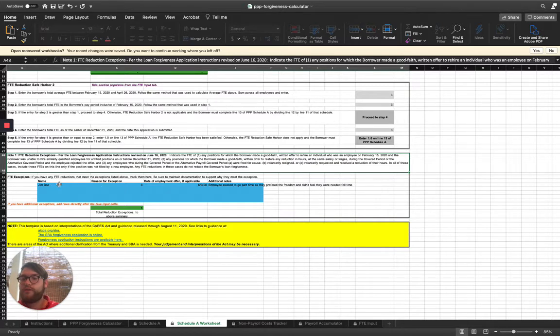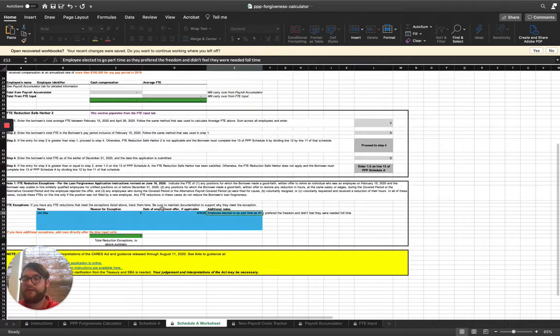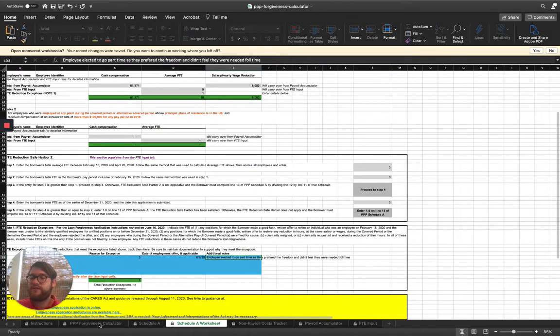We would want to put in who the employee is, what the reason for exemption is, when the employment offer was made, if you were offering to hire them back, and then provide some notes on what was going on there. It will add everything up here and figure out what your reduction in exceptions is, so that it will calculate onto your forgiveness calculator.